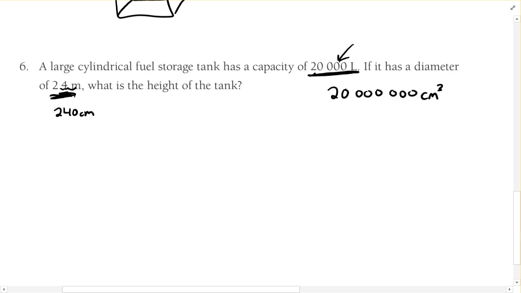Okay, now we just need our formula. So V is equal to pi times r squared times h. Well, we know the diameter was 240. That was the diameter though, right? What do you need to do to that to turn it into radius? I'll let you figure that one out. And we've done one like this already too. So plug in your giant number for your volume, figure out what pi times r squared is, and then solve for h. Okay, so go ahead and answer number 6 now.